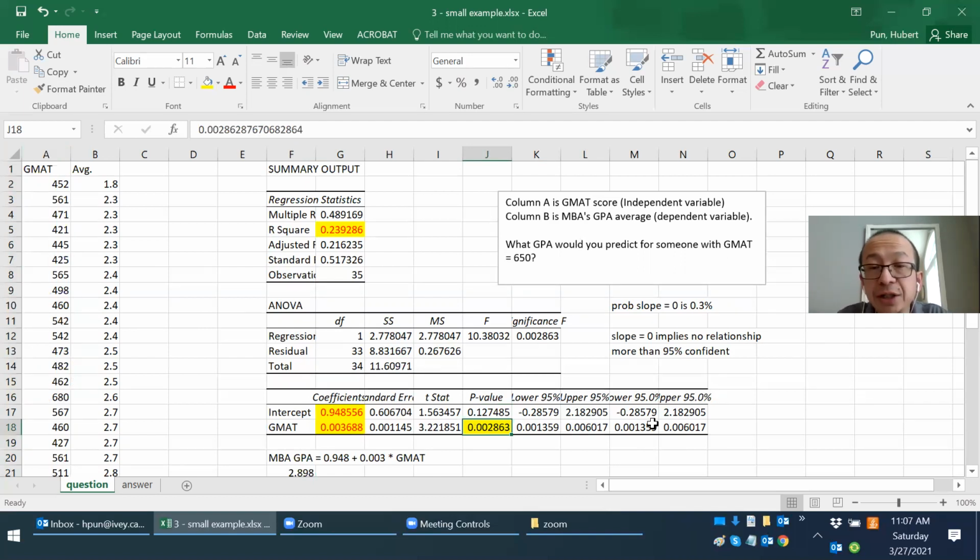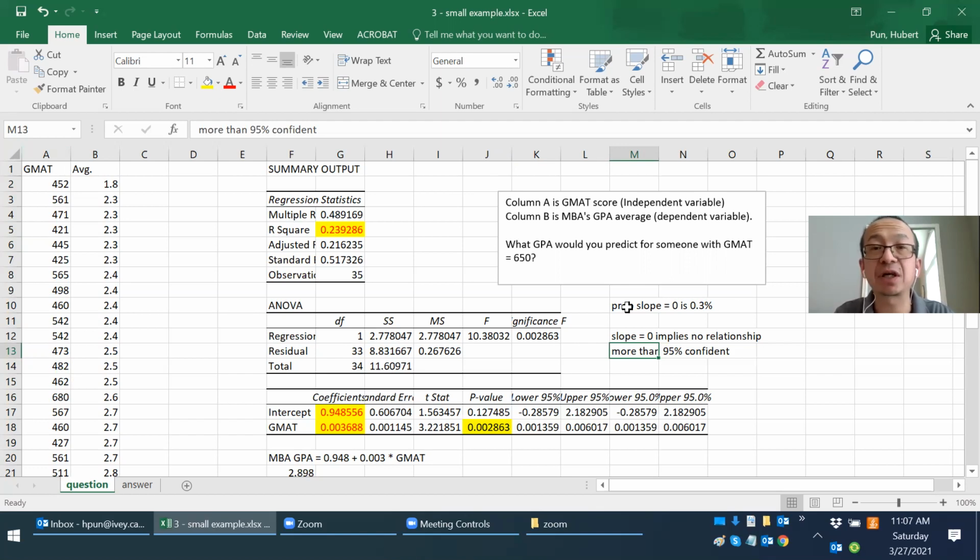So what is the probability that the GMAT score can predict the average by randomness? The probability that the slope equals zero is 0.3%. So that means no relationship by randomness is only 0.3%. With a small number, that is good. We want the number to be less than 5%. When that is less than 5%, that implies a statistically significant relationship.